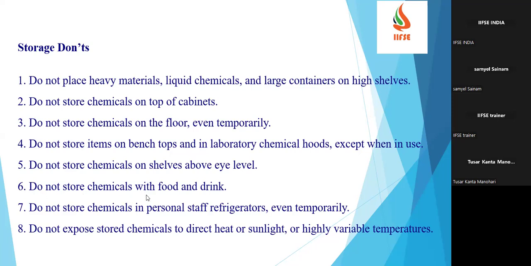Then do not store chemicals with food and drinks. People keep some of the chemicals in controlled temperatures, so definitely they have a refrigerator, and they may store food in it too. We are not supposed to store food inside, or we should not store chemicals with the food. Do not store chemicals in personal staff refrigerators, even temporarily, and do not expose stored chemicals to direct heat or sunlight or highly variable temperatures. So this is also another requirement.